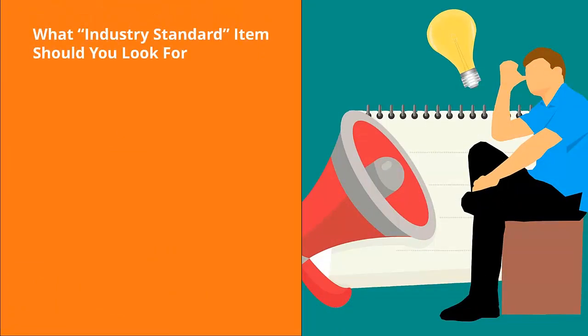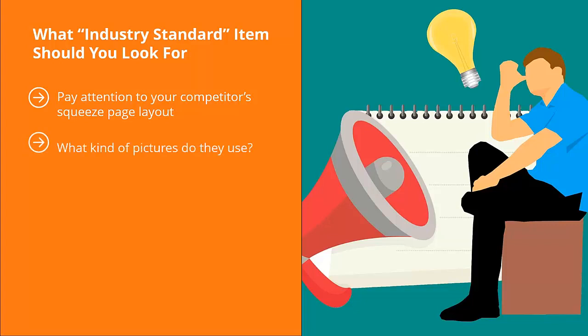What industry standard item should you look for? Pay attention to your competitor's squeeze page layout. This is a sign-up page your competitors use to get their target audience members to sign up for their mailing list. Pay attention to how they lay out these pages. What kind of pictures do they use? What kind of text do they present? How do they format their text? Do they tell stories? Do they show videos?